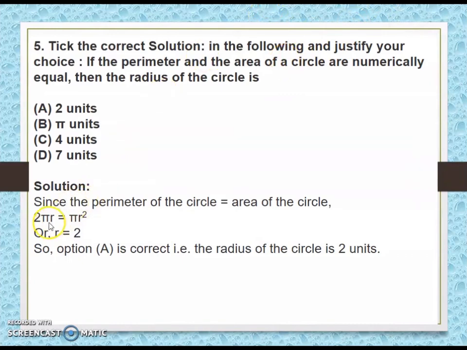Perimeter is 2 pi r and area is pi r square. Equate them both because they are equal. Pi and pi will get cancelled. R and one of the r's will get cancelled. So you will get r is equal to 2. So A is the correct option. That is, if the radius is 2 units, then only the perimeter and area of the circle will come out numerically equal.